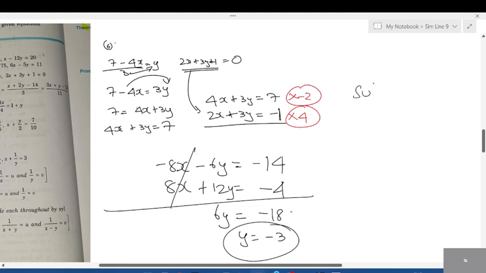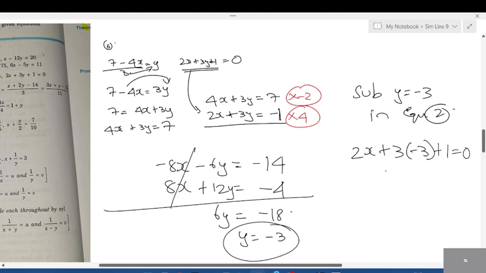Then what do you have to write, students? Substitute y is equal to minus 3 in the equation. Which equation is easy? First or second? Take second. 2 into 2x plus 3 into minus 3 plus 1 is equal to 0. 2x minus 9 plus 1 is equal to 0. What is minus 9 plus 1? Minus 8. Very good. Minus goes to the other side. 8. And 2 will get divided. What's the answer?